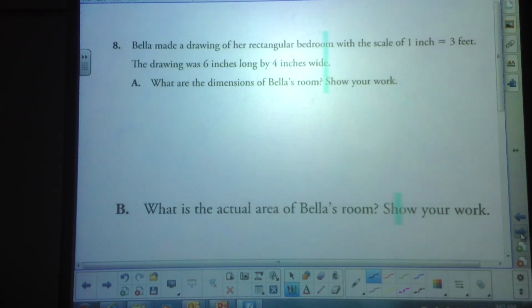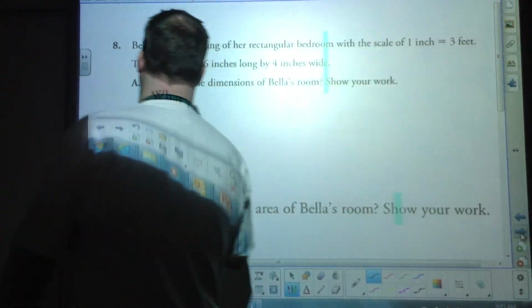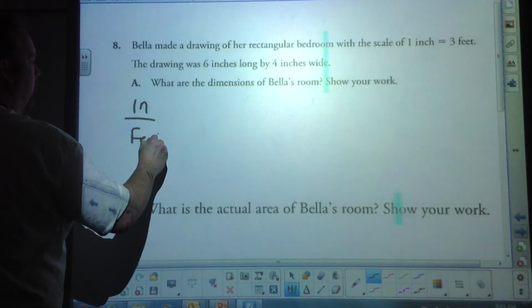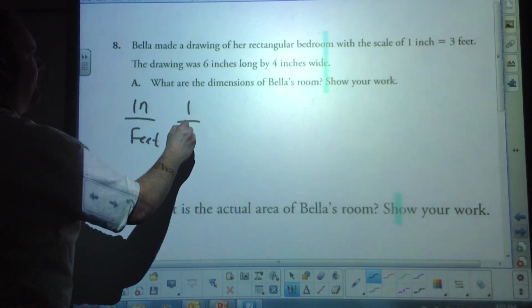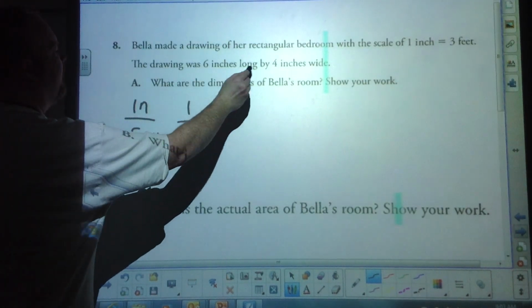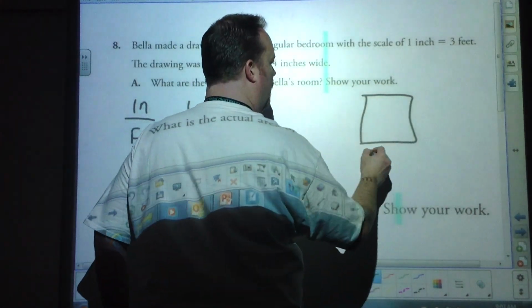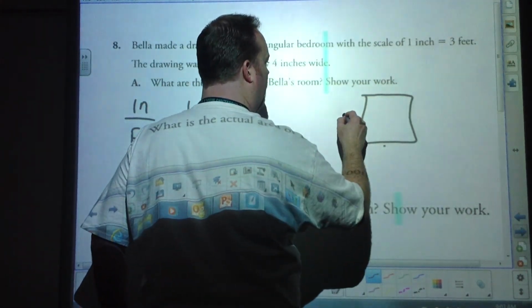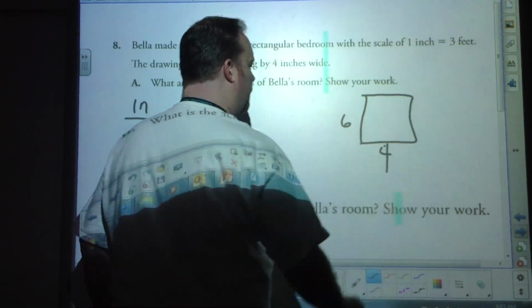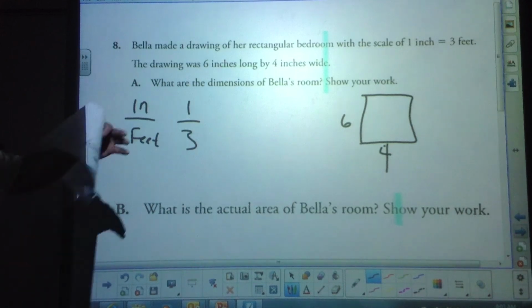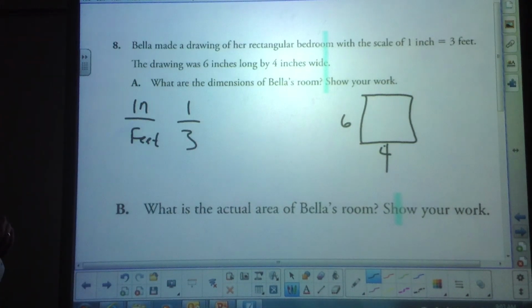Bella made a drawing of her rectangular bedroom in which the scale is 1 inch equals 3 feet. The drawing was 6 inches long by 4 inches wide. We want to know what the dimensions of the room were. All dimensions means is, hey, how many feet long is this room? How many feet wide is it?